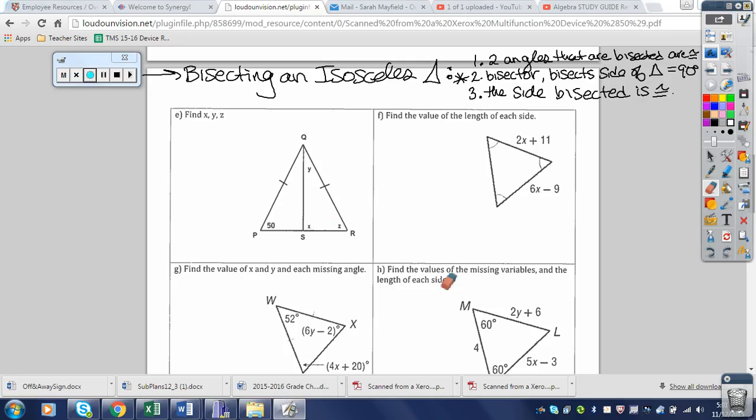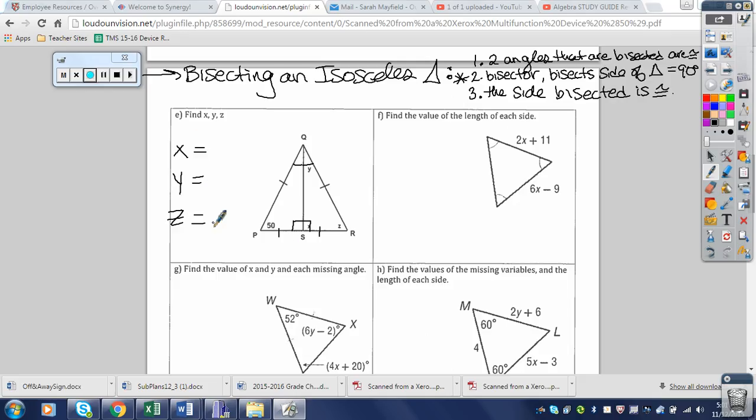Okay, so let's take a look at this problem. Now, letter E should have said bisected. This is technically a bad problem. I'm telling you right now, let's assume they bisect it. So I know this is congruent to this. I know this is 90 degrees, and I know that. So I want to find X, Y, and Z.